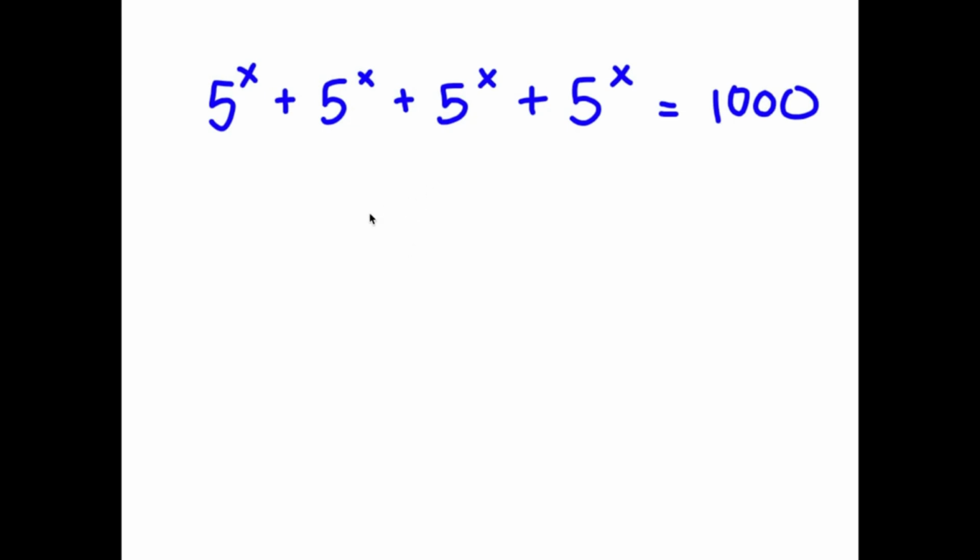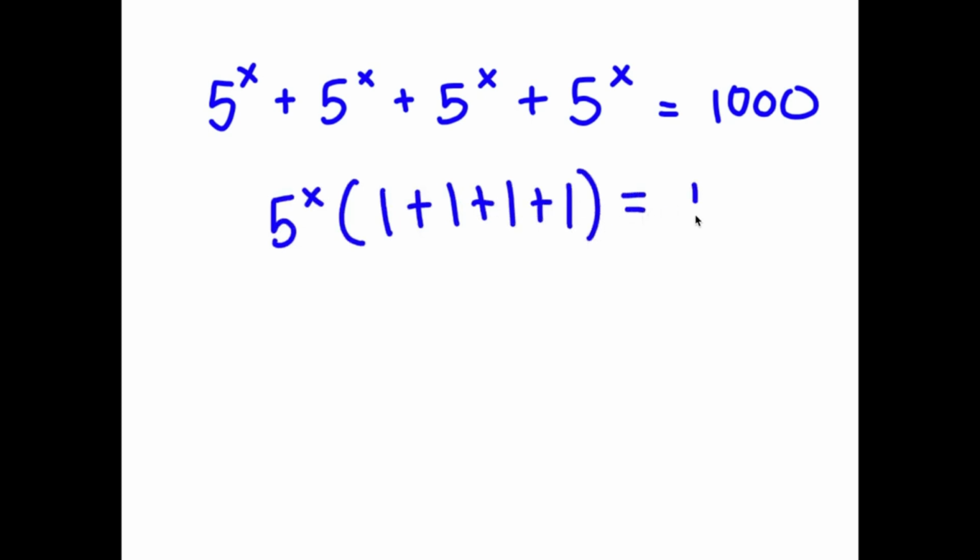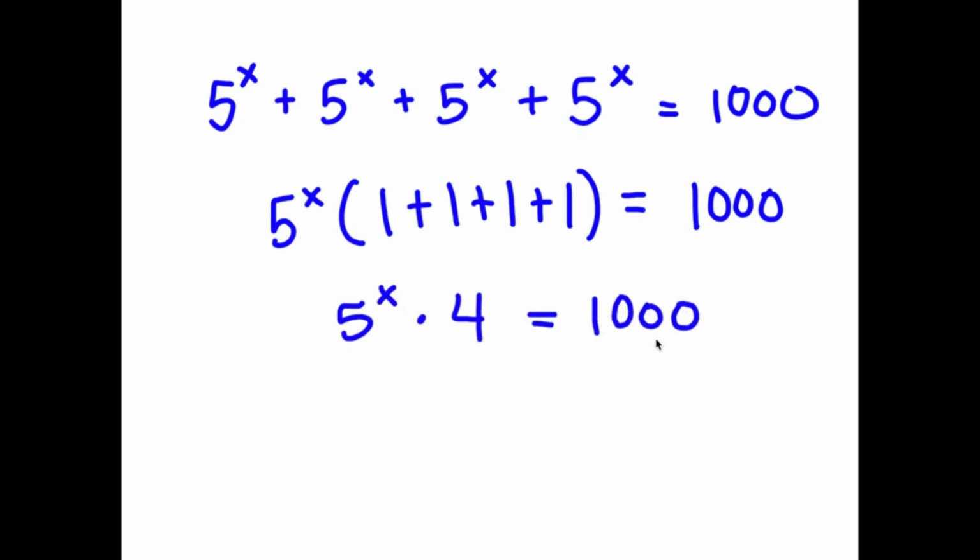Alright, so in this problem, I have 5 to the power of x plus 5 to the power of x plus 5 to the power of x plus 5 to the power of x is equal to 1,000. So I'm going to first start by factoring out 5 to the power of x. So now I have 5 to the power of x times (1 plus 1 plus 1 plus 1) is equal to 1,000. Now, if I simplify what's in the parentheses, 1 plus 1 plus 1 plus 1, that's 4. So I have 5 to the power of x times 4 is equal to 1,000.